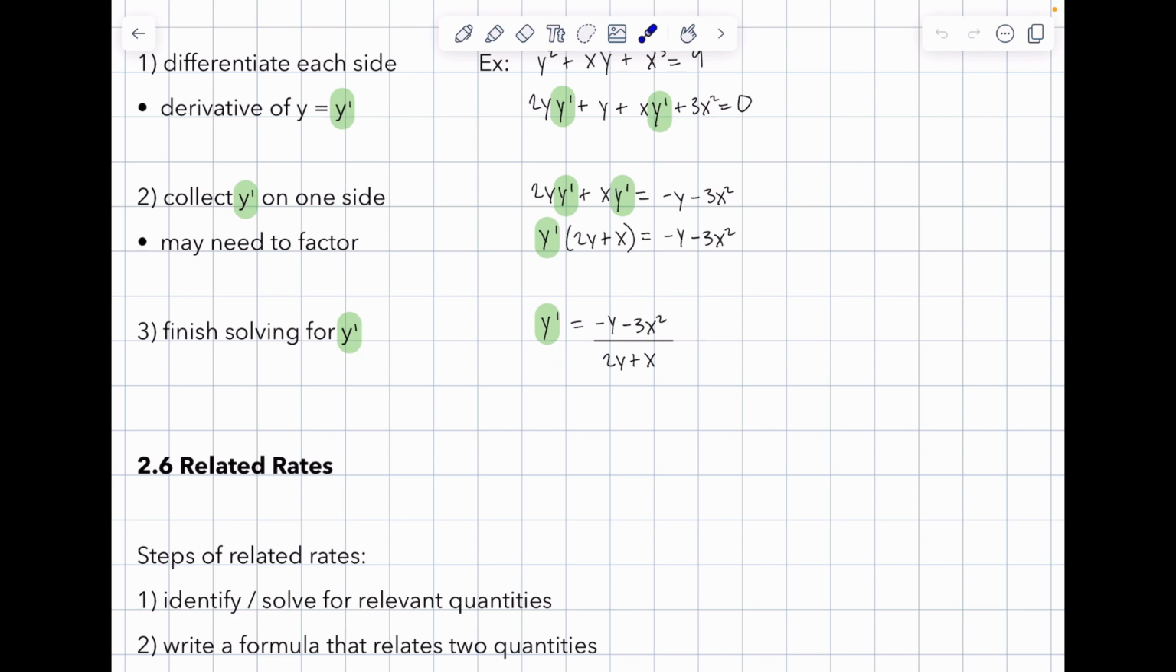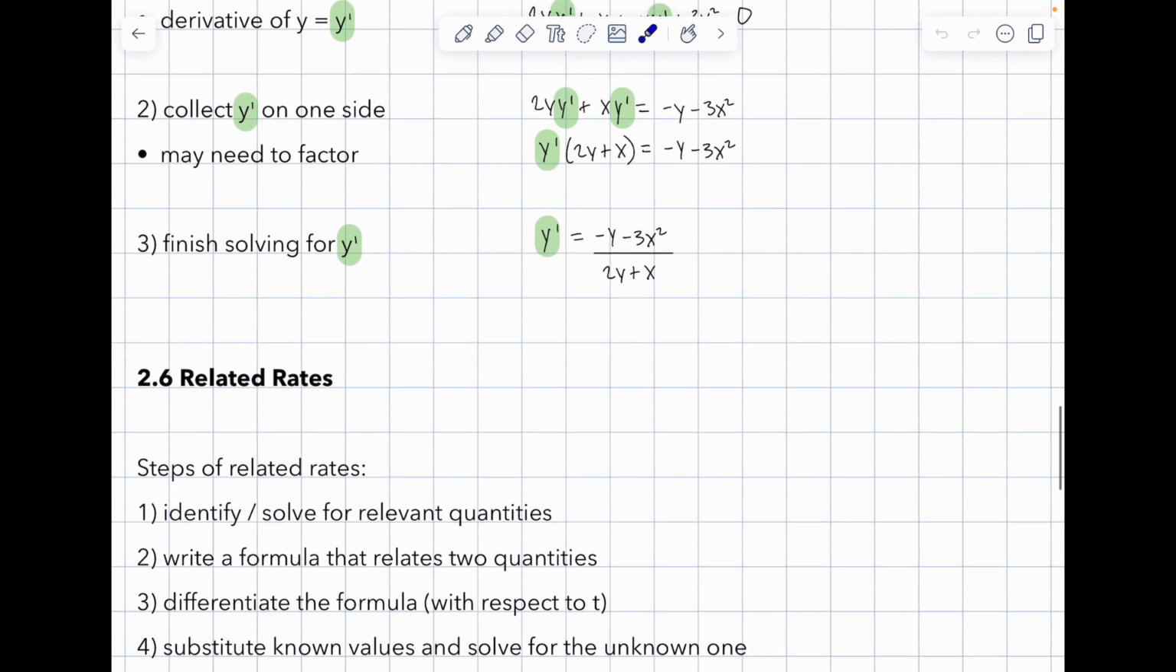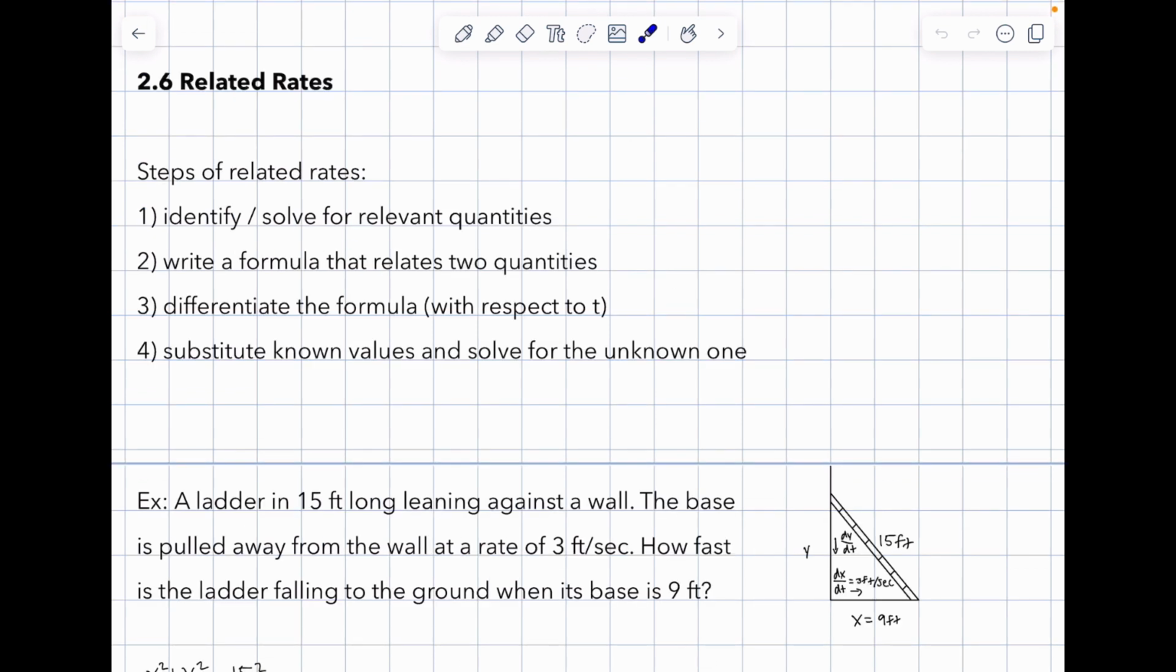So we're going to move the y from here to the other side. We subtracted it here. And so we have the y primes on one side and the other terms here. And so we factor out the y prime from these terms, and then you divide this term to move it to the other side, and you finish solving for y prime, and y prime equals negative y minus 3x squared over 2y plus x.